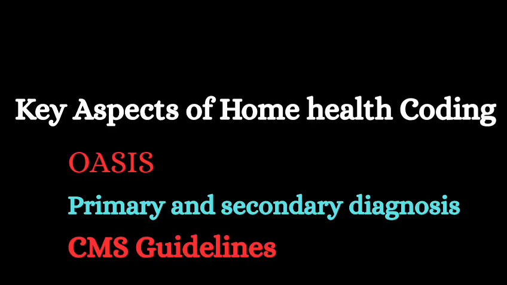Key aspects of home health coding. It focuses on OASIS, the Outcome and Assessment Information Set, which is used for patient assessments and reimbursement. It involves coding primary and secondary diagnoses, ensuring they reflect the patient's clinical condition and justify the care provided. Coders must stay updated with guidelines from CMS, the Centers for Medicare and Medicaid Services, and other regulatory bodies.